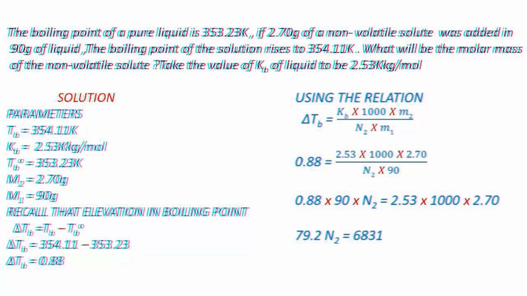When you divide both sides by 79.2, the 79.2 will cancel out. You will be left with N2 equals 6831 divided by 79.2. Now when you divide this, it's going to give you 86.25 gram. Mass is actually measured in grams. So our final answer is 86.25 gram. So the molar mass of the non-volatile solute is 86.25 gram.